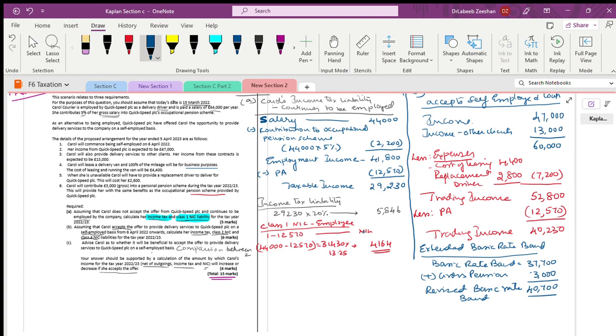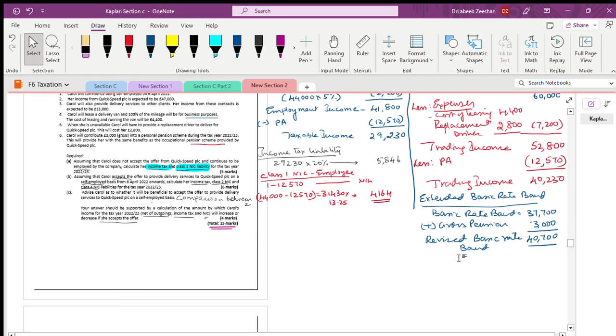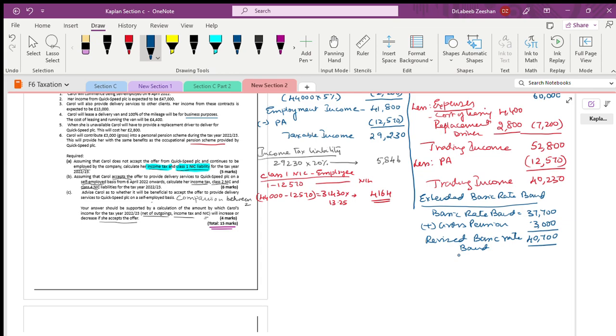Her trading income is 40,230. Income tax liability will be at the rate of 20%, because this is the revised band of 40,700. Now the income tax liability is 40,230 times 20%. It comes to 8,046. Please check.